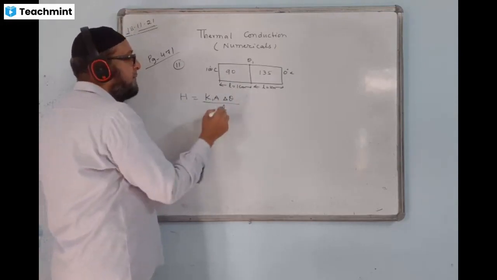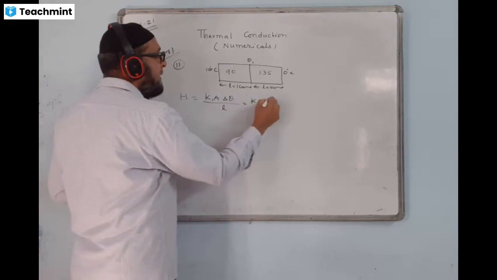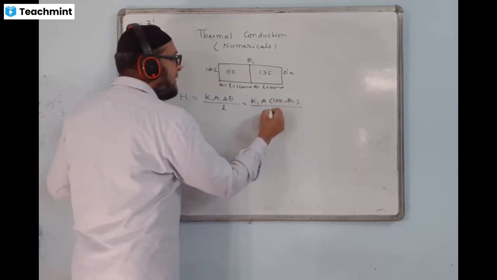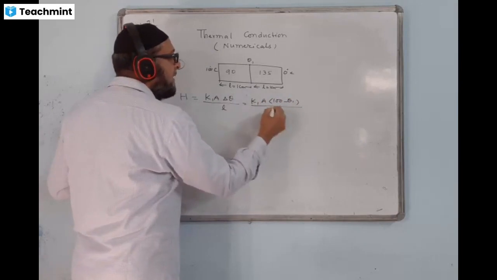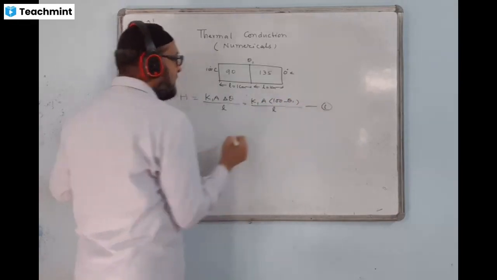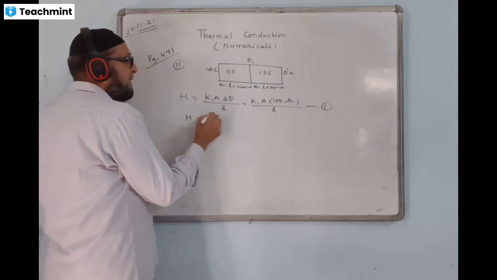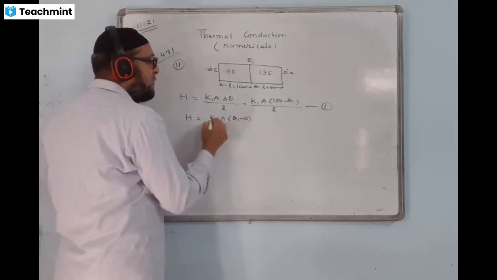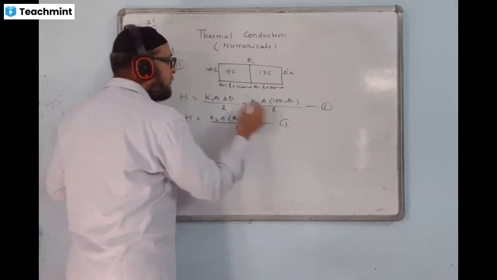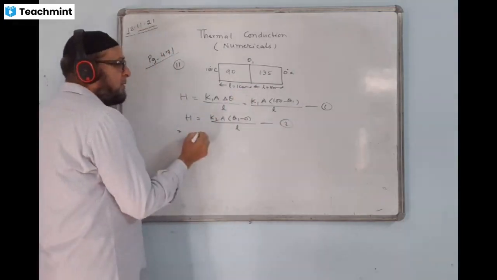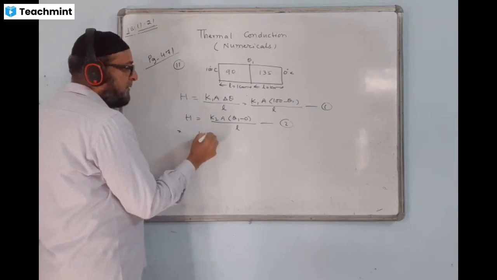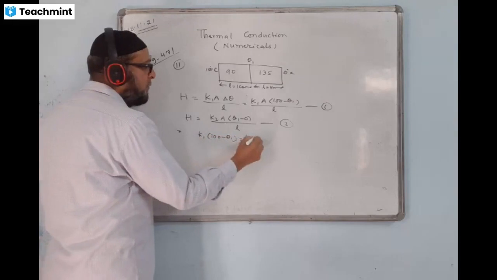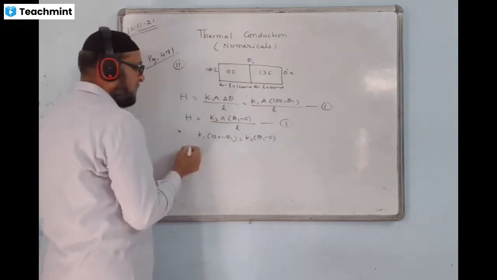For K1, A, the temperature difference will be 100 minus theta 1, by thickness 1 centimeter, just L, because we are going to equate the equations. This is equation 1. Second case, I write K2, same way A, theta 1 minus 0 by L, equation 2. These two are equal. So the answer will come out: K1 (100 minus theta 1) equals K2 (theta 1 minus 0).